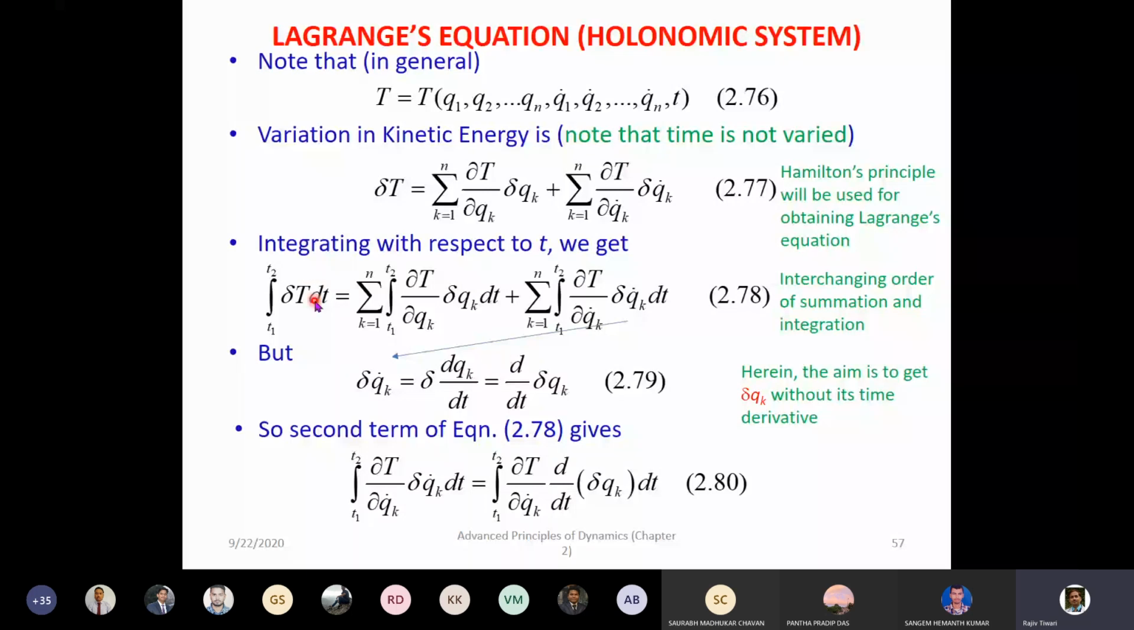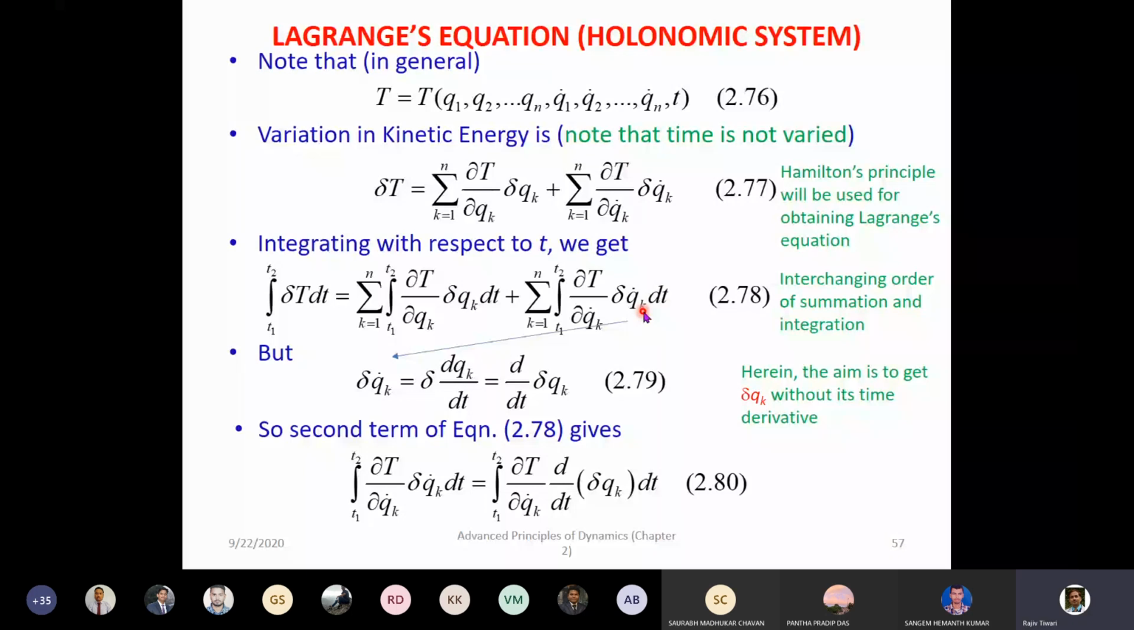So if we integrate this with respect to time from T1 to T2, we'll get this expression here. Even the integration and the summation order has been changed. So integration we have taken inside. So this is the first term and this is the second term of the velocity. Now, as we have been doing, wherever there is a variation of the velocity term of the generalized coordinate, we want to do the integration by part.